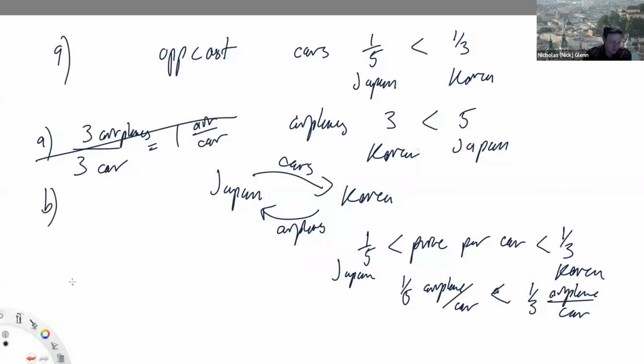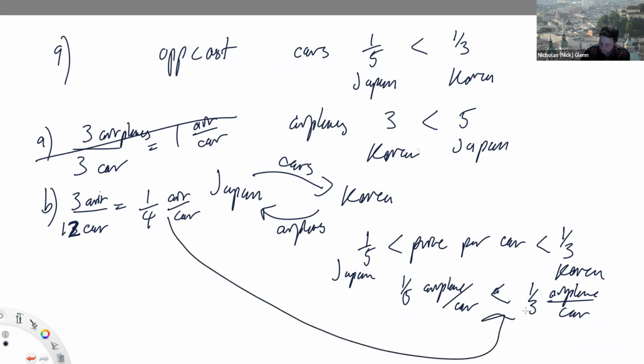What about B? Well, it's 3 airplanes. I'll just write air. 12 cars. Well, that's going to be 1/4 airplane per car. Well, that's right in the middle of there. Okay. That's a good deal for Japan and a good deal for Korea. Okay, they would both be willing to make that trade.